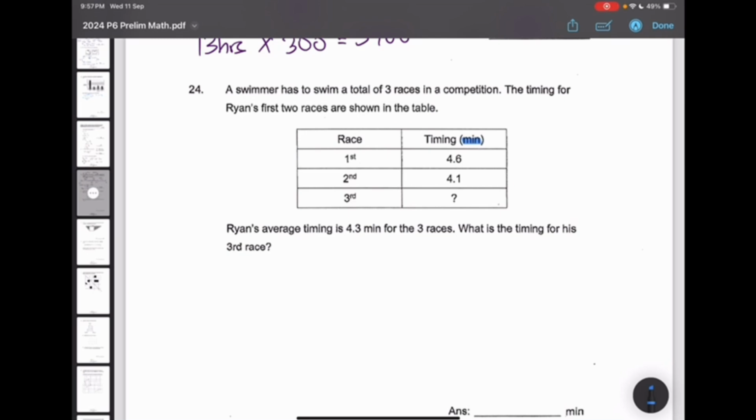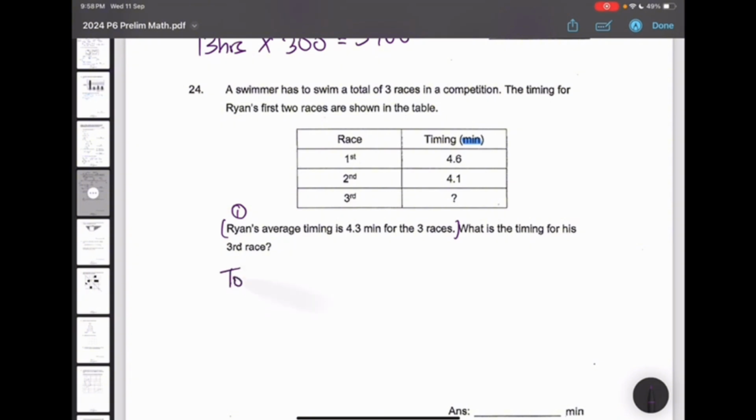Let's look at the question. Ryan's average timing is 4.3 minutes for the 3 races. If his average timing is 4.3 minutes for all 3 races, what I can do is to find his total time for all 3 races.